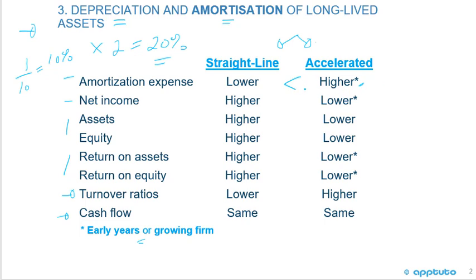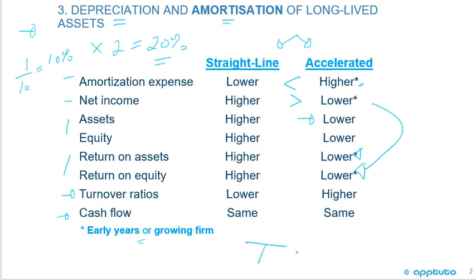So if your amortization expense is higher, then obviously your net income is lower. So as goes your net income, so goes your ROs, return on asset and return on equity are both going to be lower, okay? So if I have a higher amortization expense, I'm going to have lower assets, correct?